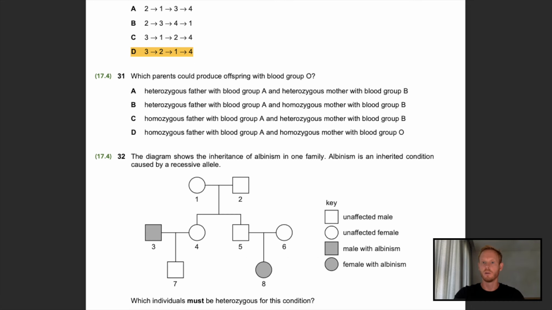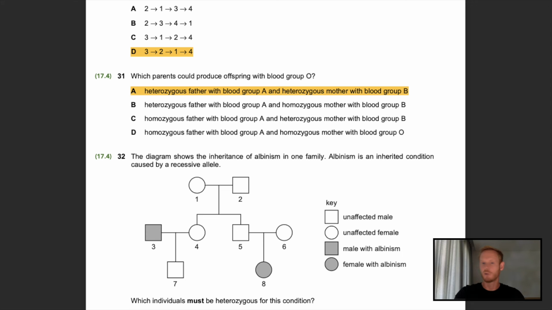Question 31. Which parents could produce offspring with blood group O? So to answer this one, you need to know that blood groups A and B are codominant and that blood group O is recessive. The answer is A. Heterozygous father with blood group A and heterozygous mother with blood group B. Because both parents are heterozygous, meaning they each have 2 different alleles for blood group, they could both theoretically possess and pass on the allele for blood group O to their offspring.